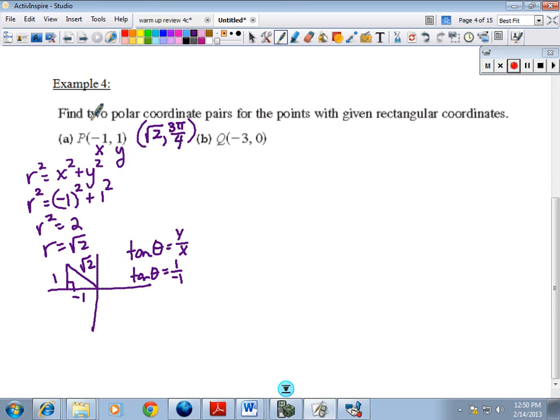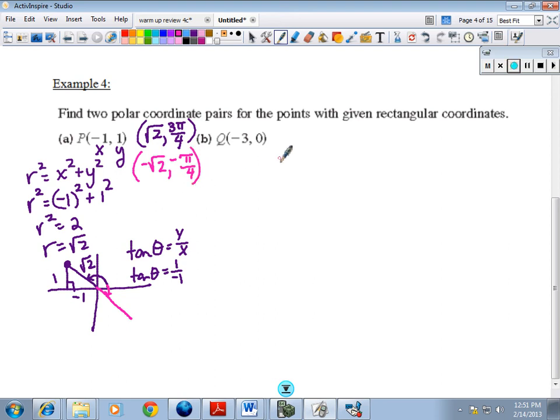But it asked me to find two polar coordinate pairs. Well, if this point is at 3 pi over 4 going out a positive square root of 2, could I tell it to go this way, same angle, a negative square root of 2? That would give me the same one. So what is this angle? Well, I think it's negative pi over 4. So it's negative square root of 2, negative pi over 4.